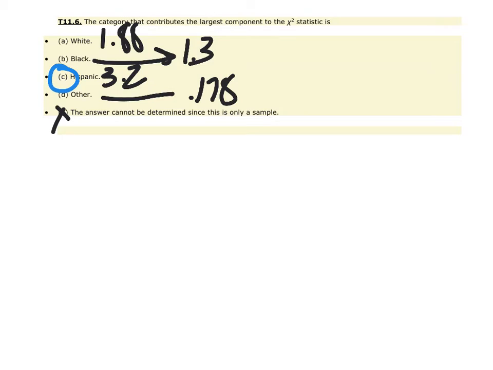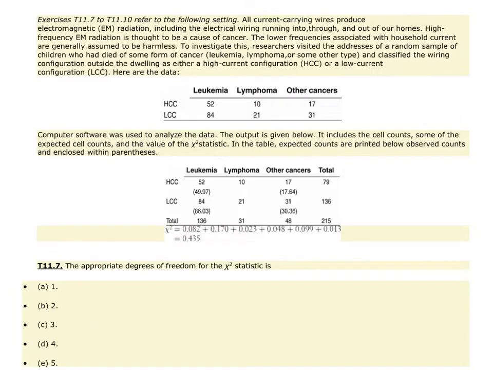I will tell you the AP board says they will probably not make you find what the chi-square contributions are. However, they may give you the output, and from there you would have to read and interpret in your analysis what meets the requirement that they're looking for. Question 7 through 10 is referring to this setting here.